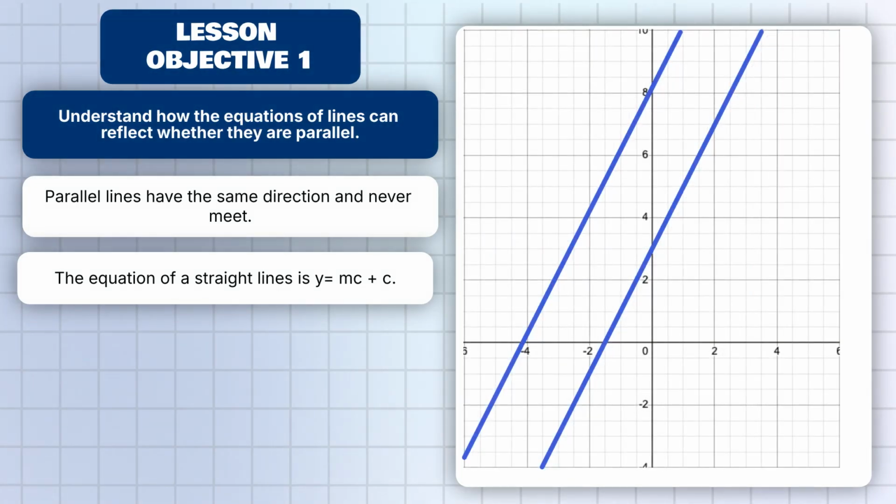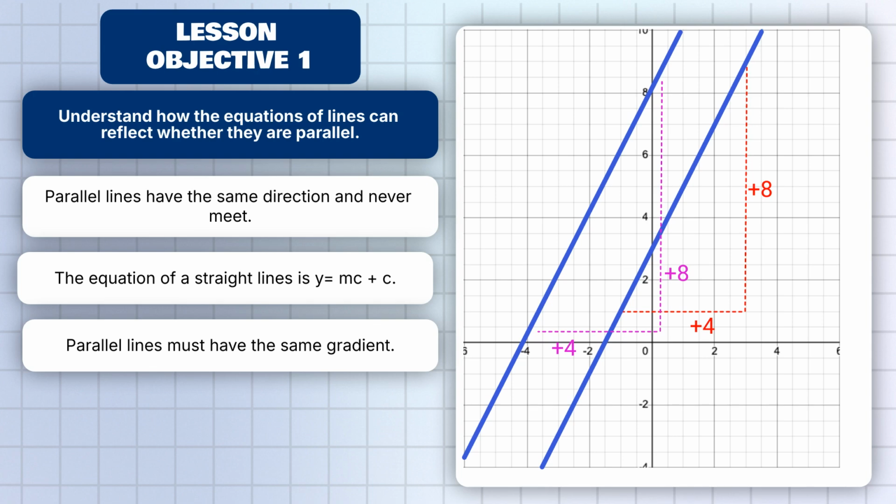Now let's connect this information. We know that parallel lines have the same direction. Secondly, we know that the gradient m tells us the direction of a line. This means that parallel lines must have the same gradient. Vice versa, if two lines have the same gradient, we can conclude that they are parallel.